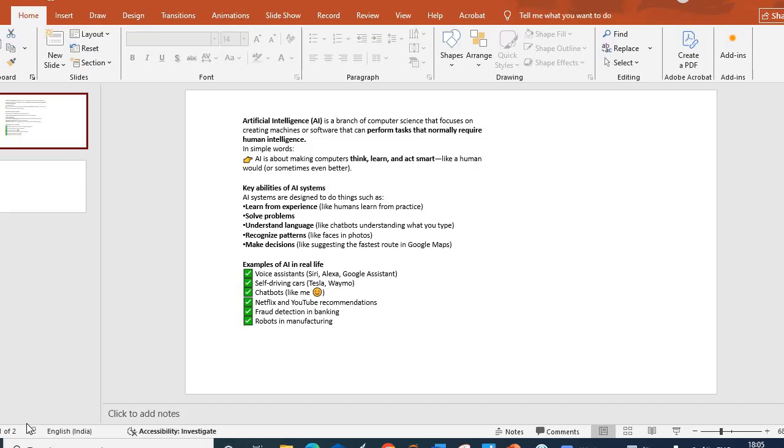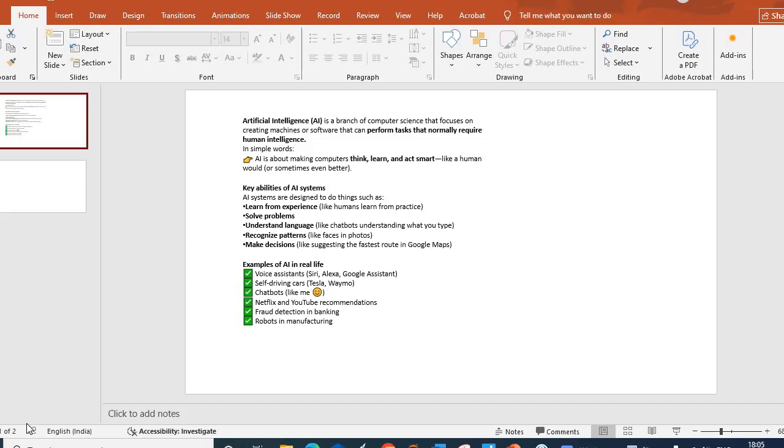So AI is basically the branch of computer science that focuses on creating machines or software that perform tasks that normally require human intelligence. What we are trying to achieve is that the machine would act similar to what humans do. They are able to think, they are able to learn, and they are able to act smart.